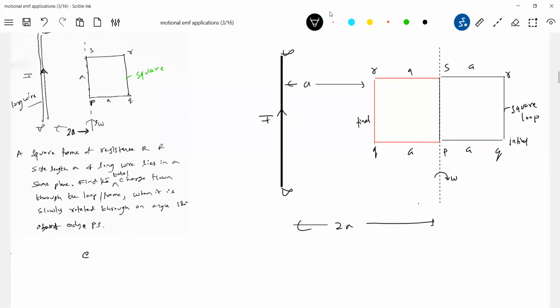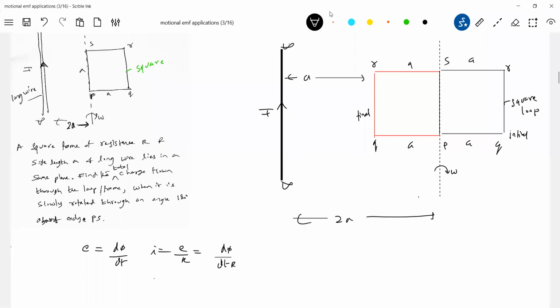So now I'll do one thing. E equal to d phi by dt. I is equal to E by R, which is d phi by dt R. What is I? I is the total charge flown, so delta Q by, or say dQ by dt. Instead of this, let me write it as delta phi. So finally, delta Q is equal to the change in flux by the resistance of the loop. Delta Q is the charge flown through the loop.